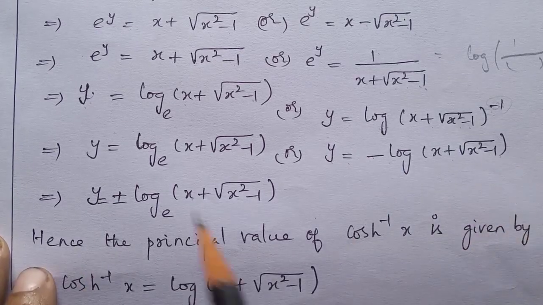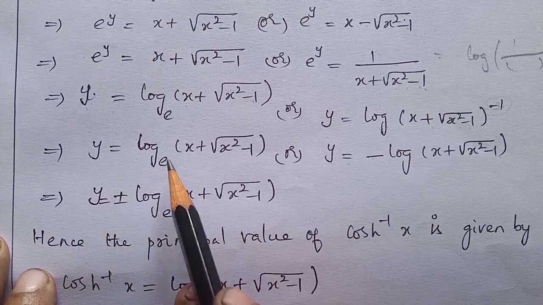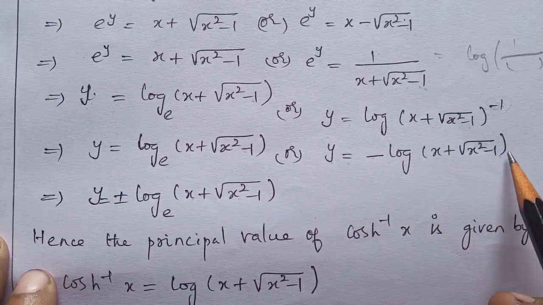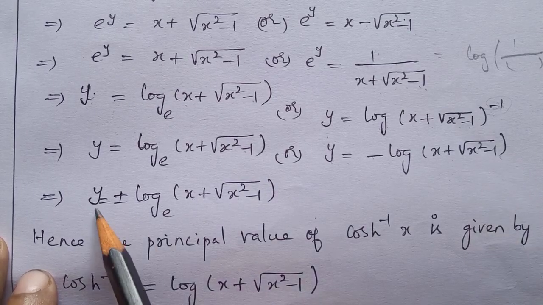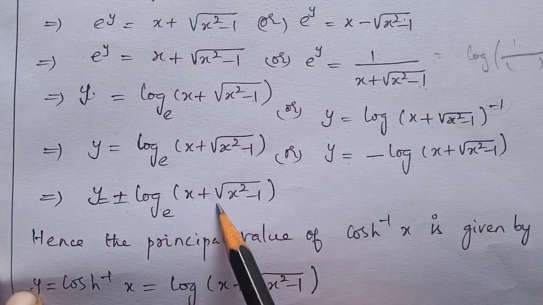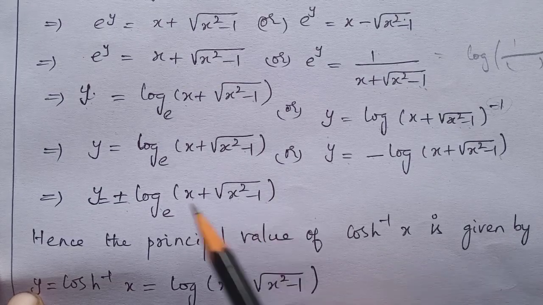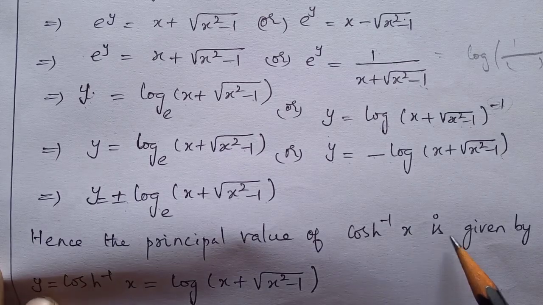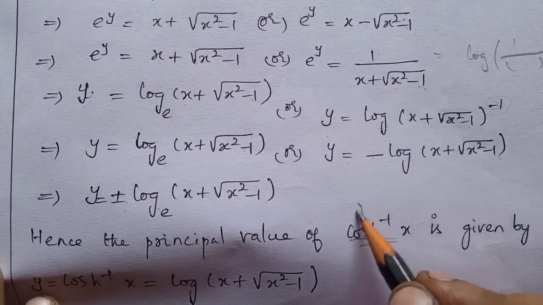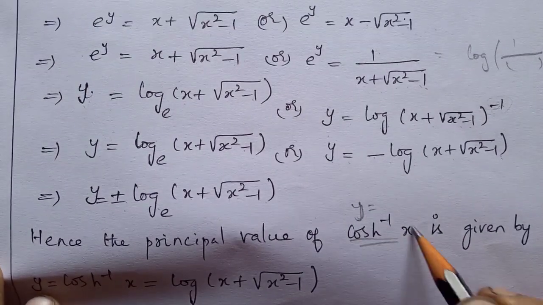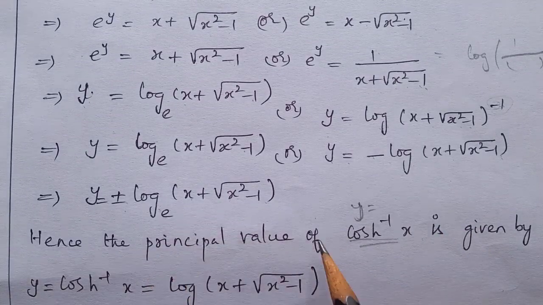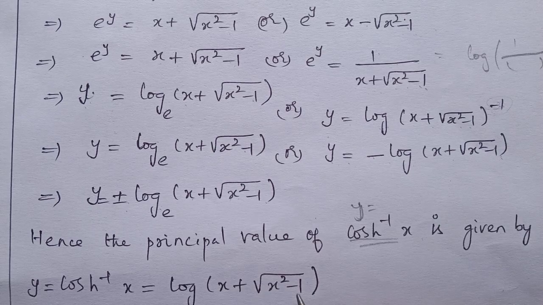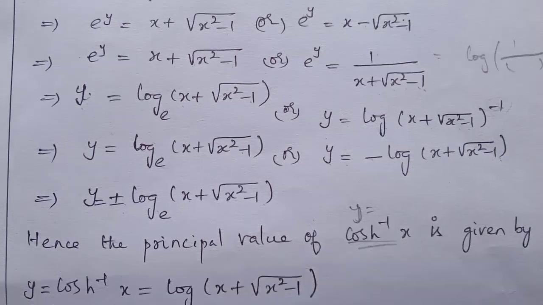So y that is equal to minus log of x plus root of x square minus 1. So we get the two results: y equal to log of x plus root of x square minus 1, and y equal to minus log of x plus root of x square minus 1. So y that is equal to plus or minus log of x plus root of x square minus 1. We take only the principal part. So hence the principal value of cos h inverse of x, where we have taken y equal to cos h inverse x, is given by log of x plus root of x square minus 1.